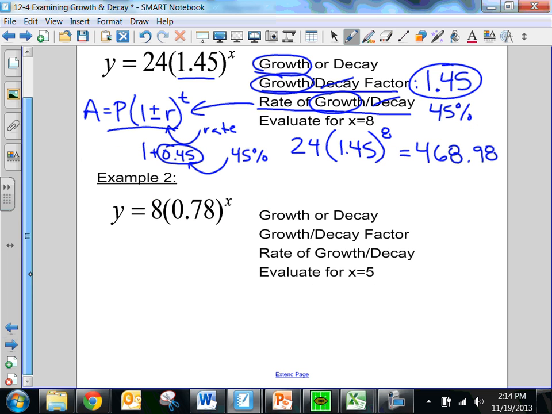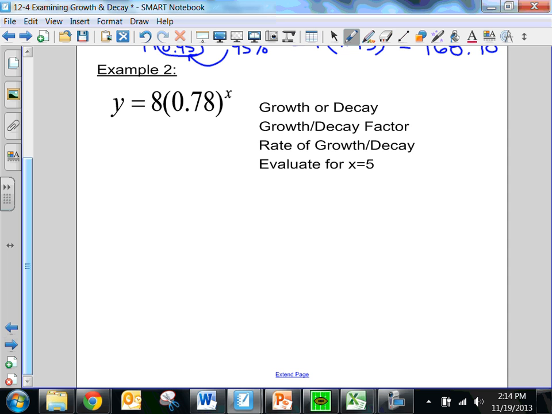Okay, next, example number 2. Same thing, is it growth or decay? This one is decay because it's less than 1. So each one of these will be decay. None of them will be growth. And the decay factor here is 0.78.